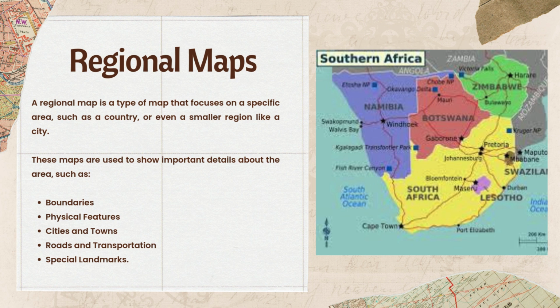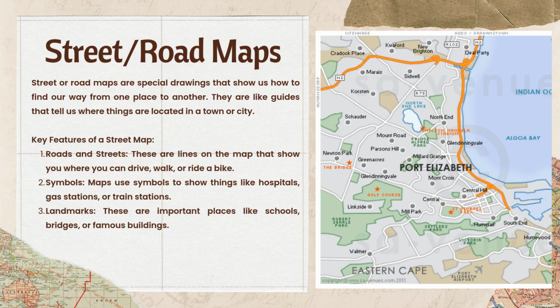Then we move on to regional maps. A regional map is a type of map that focuses on a specific area, such as a country, or even a smaller region like a city. These maps are used to show important details about the area, such as boundaries, physical features, cities and towns, roads and transportation, and special landmarks.